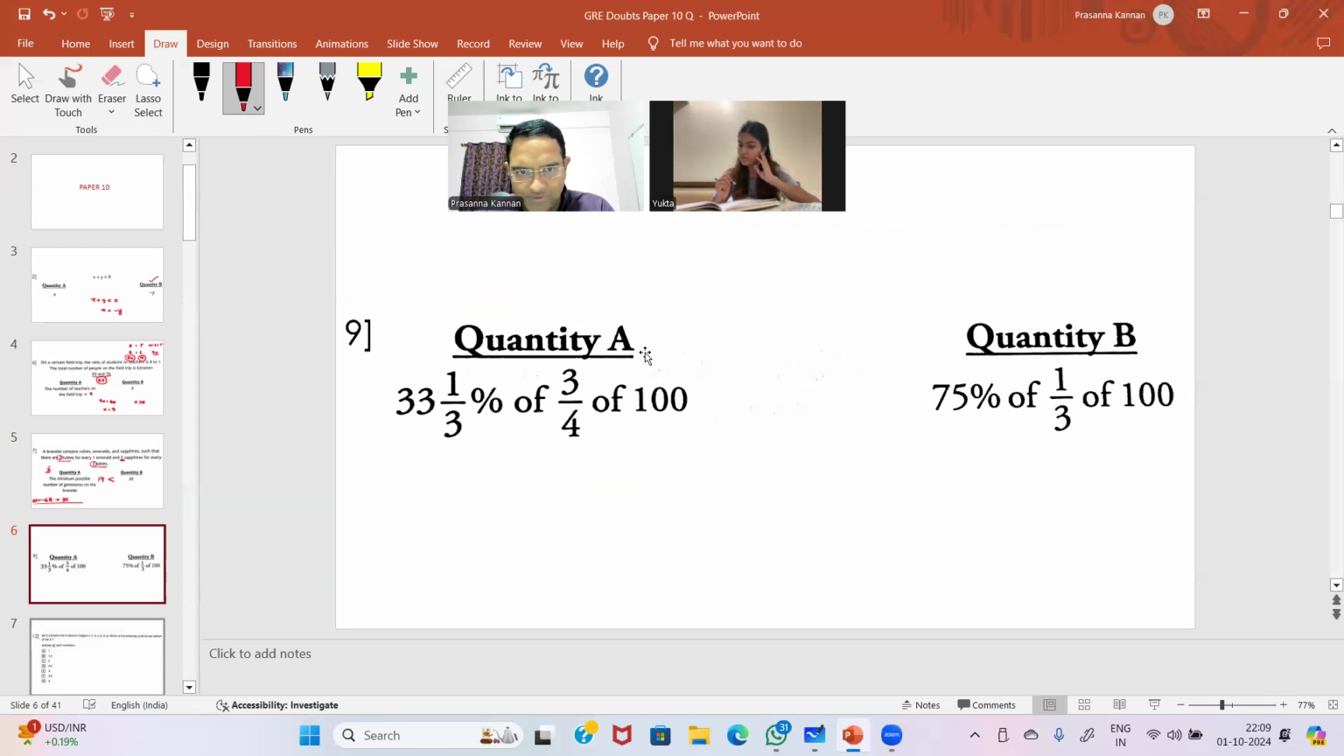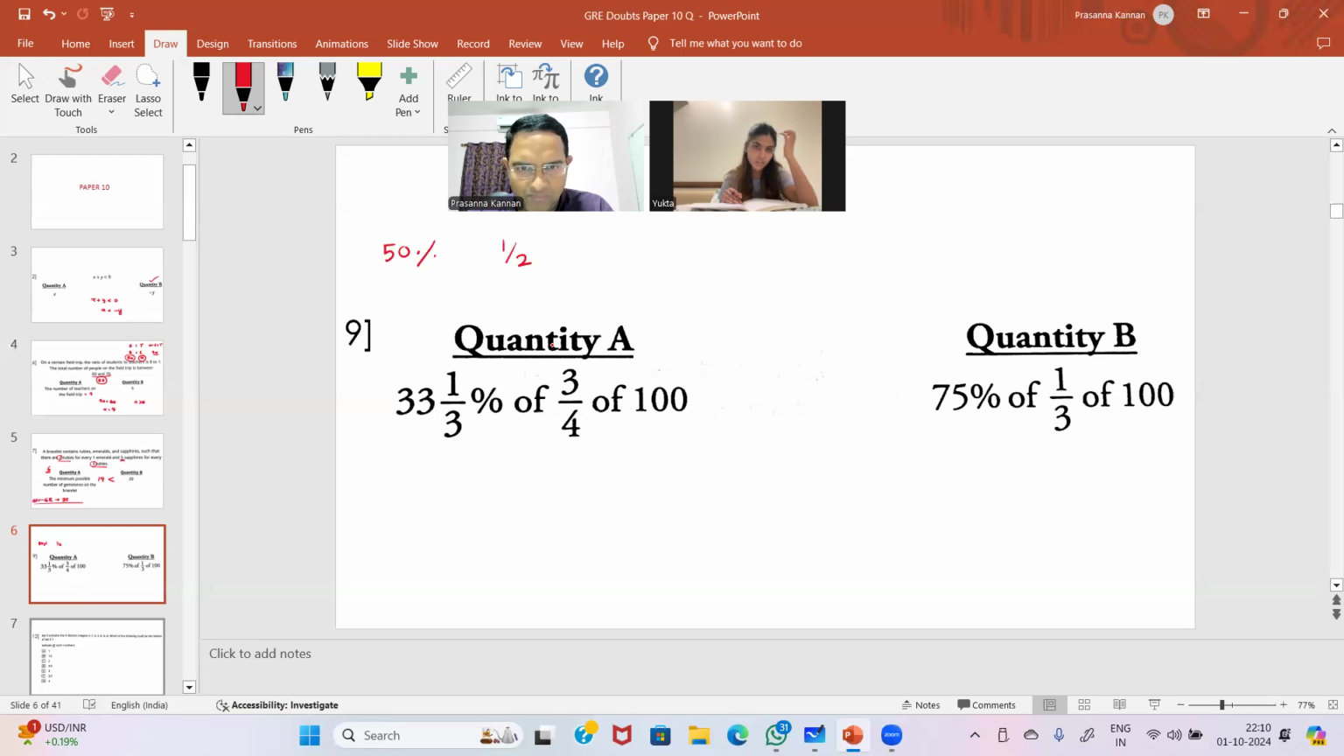This was your doubt, Yukta? Yeah, this was my doubt. So my answer was B. Okay. The answer is C actually. If you see, you're comfortable with writing this, right? If I say 50%, it's nothing but 50 by 100, correct? So as a fraction, I can write it as 1 by 2.